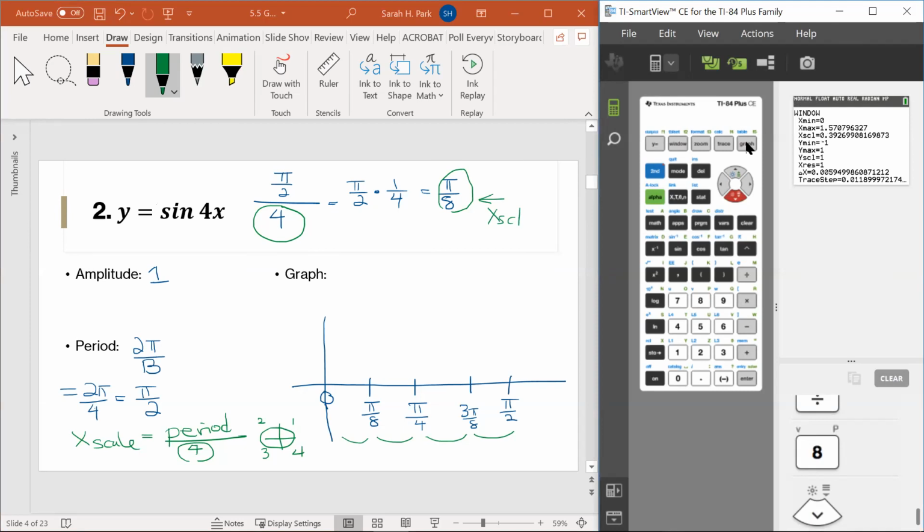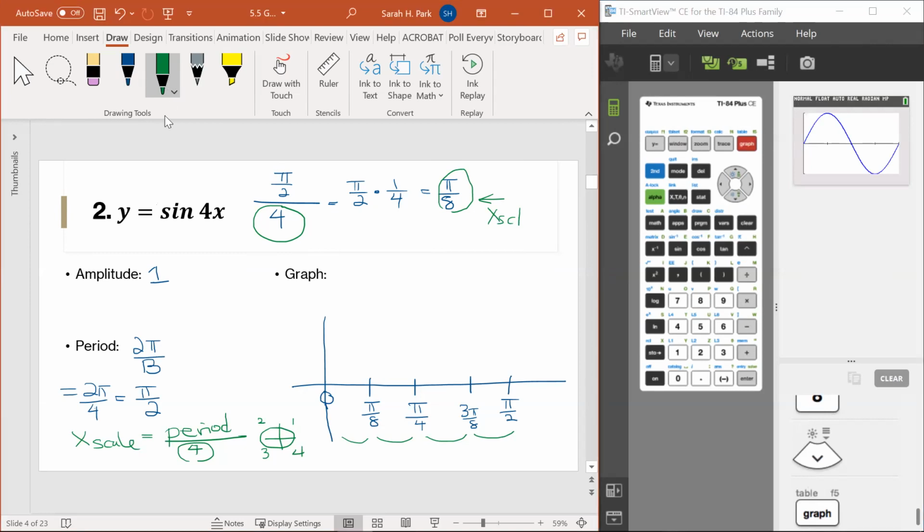Our y min, we'll keep it the same. We hit graph and we can see this is 0. At 0, it's 0. At pi over 8, it's 1. At pi over 4, it's -1. Actually, I went down too much. At pi over 4, it's actually 0. At 3 pi over 8, it's -1, and at pi over 2, 0. So there is one full period of sine of 4x.